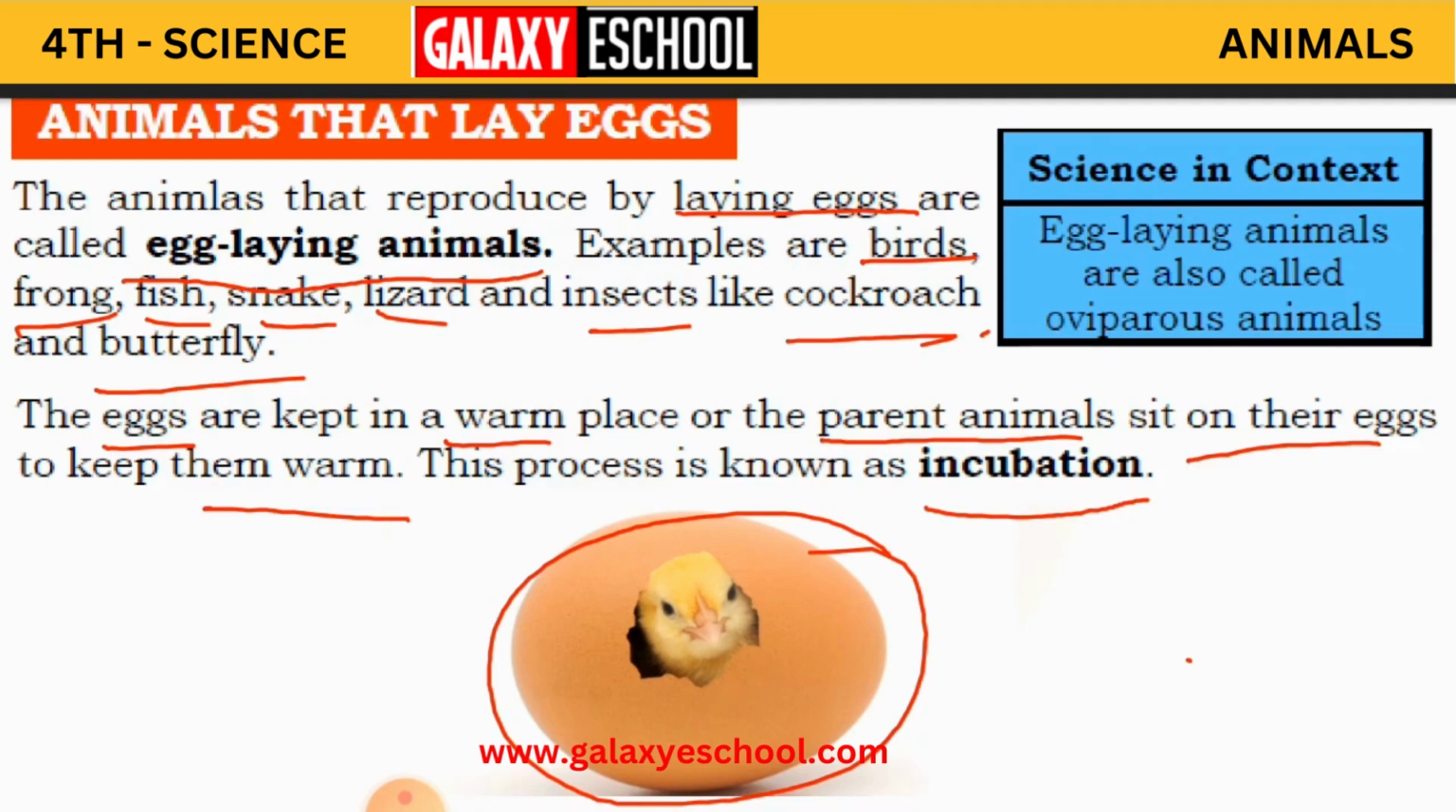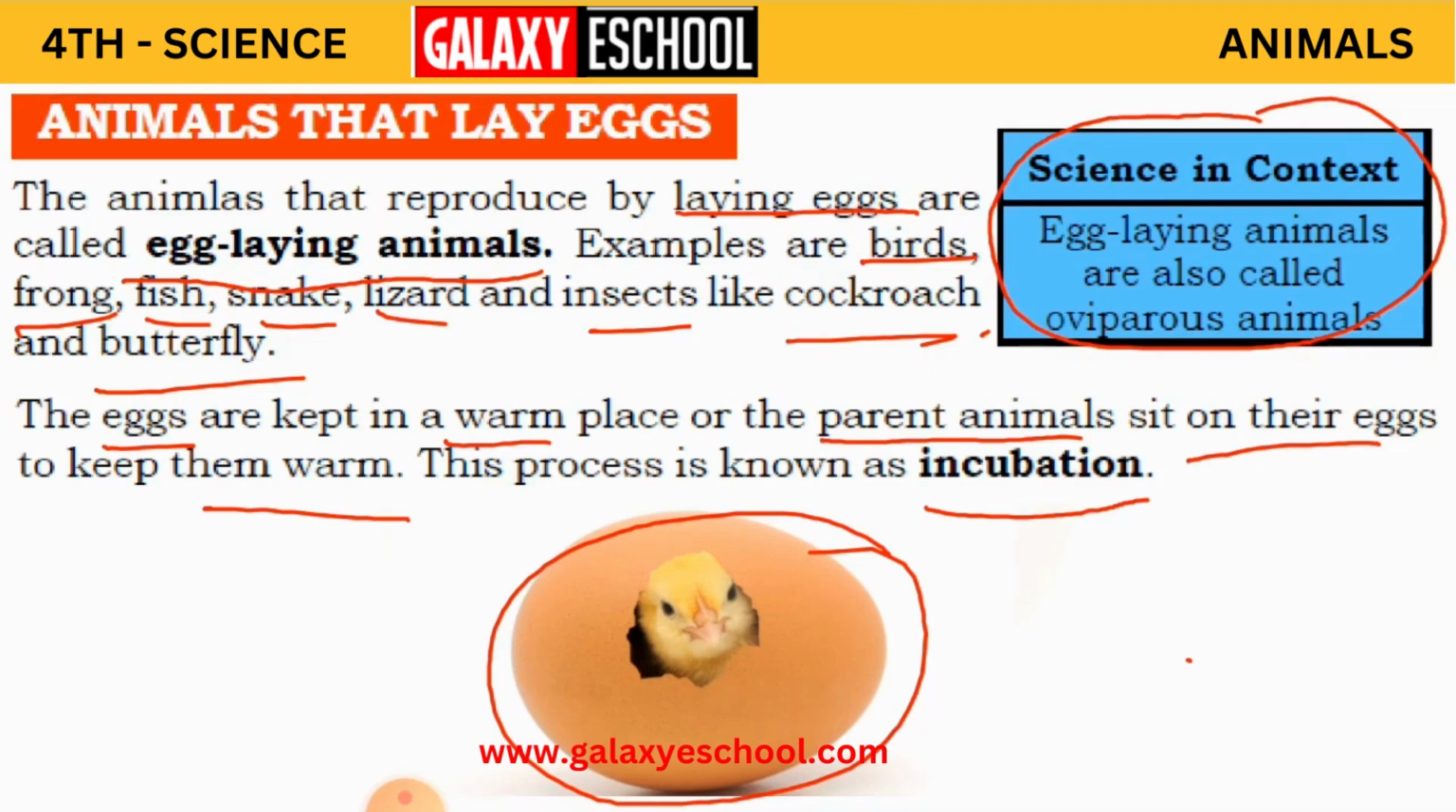Clear, children? So when this warmth is provided to the eggs, then the baby birds will be able to come out from the egg. What do we call it? Hatching. Clear, children? Now here there is a statement, science in context. Egg laying animals are also called oviparous animals. Clear, children?